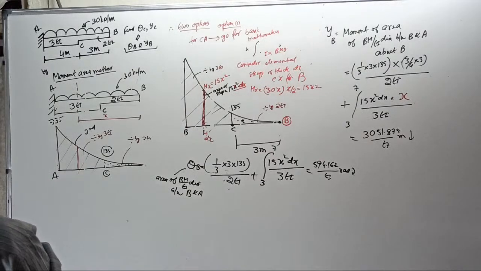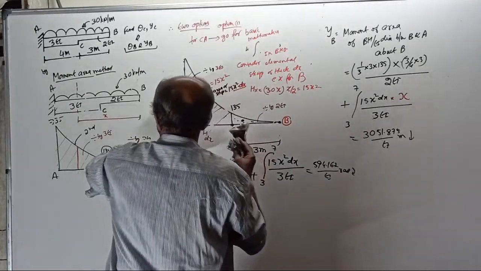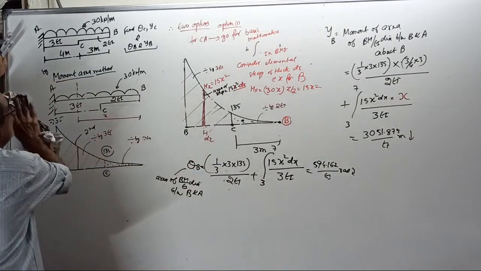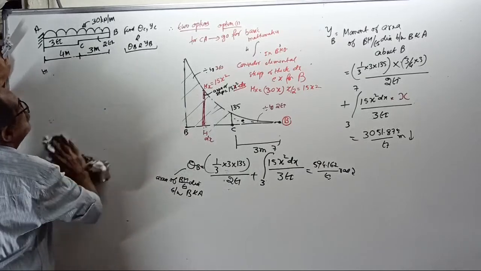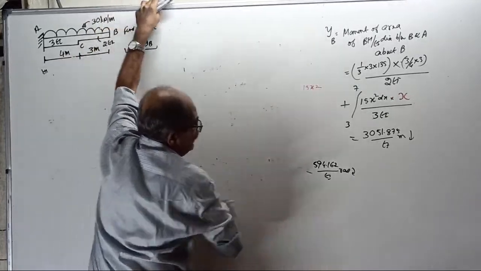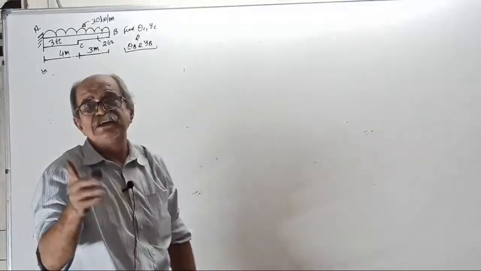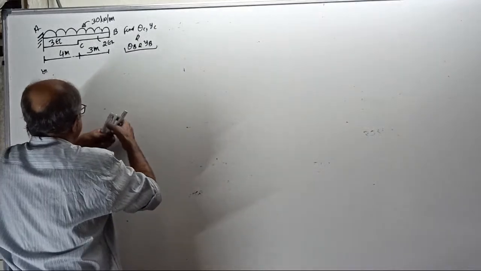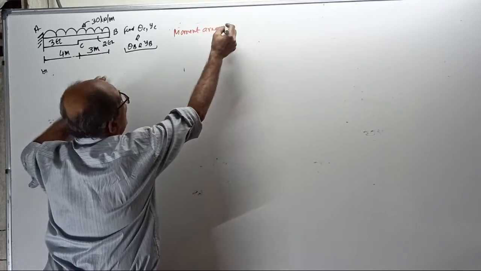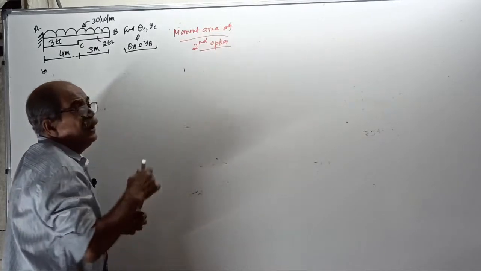Okay, done. Now the second option is a shortcut. One minute. Very simple. I will remove everything now. No diagram, nothing required. Actually, sorry, there is one more option. I will tell you the second option. Make a note here. It is the moment area method only, but the second option.